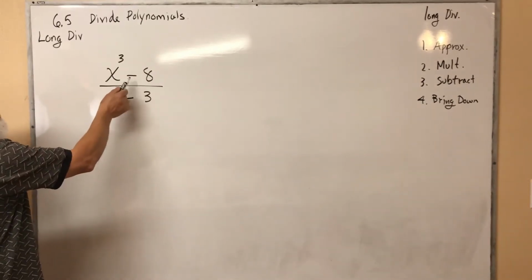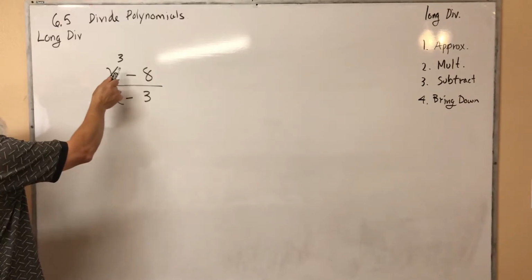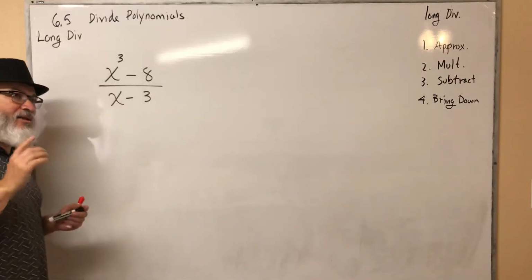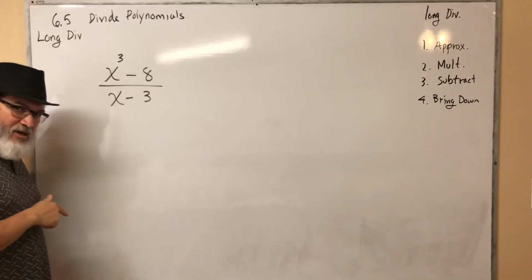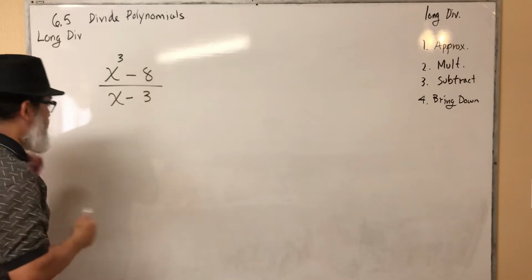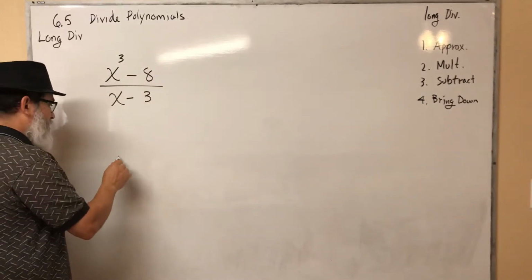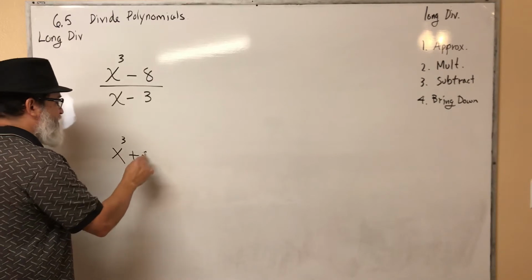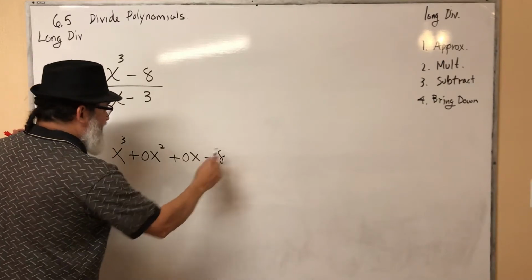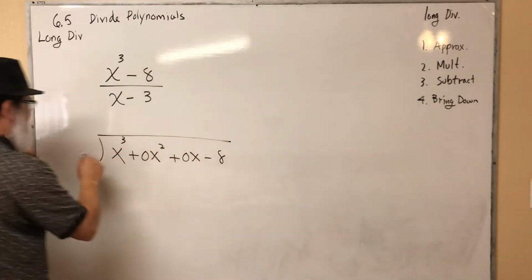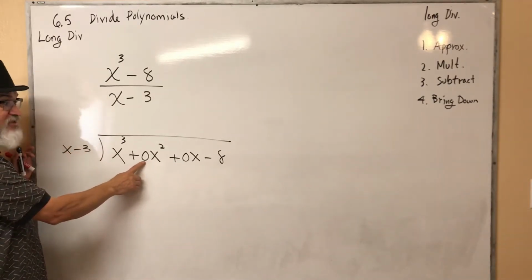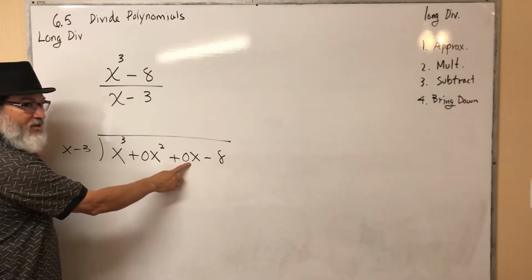Note, this is missing terms. This is missing x squared, the quadratic term, and the linear term, x, is also missing. So we're gonna write the missing terms in there. This is gonna be x cubed plus 0x squared plus 0x minus 8 divided by x minus 3. And note, this is a missing term, so that's why I write a 0 there.